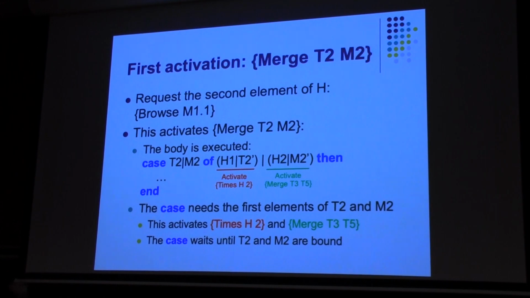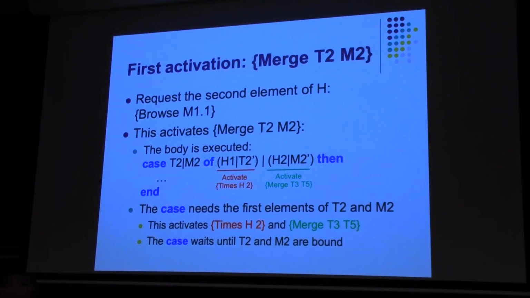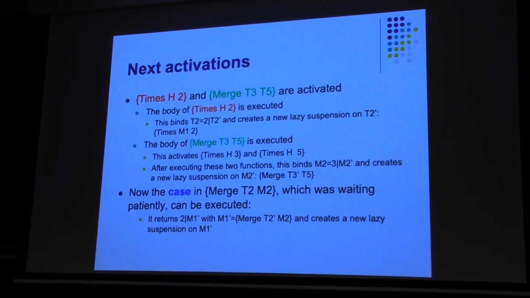It just sits there. And in the meantime, times H2 and merge T3, T5 are running in their own threads. So you see, there's a lot of threads waiting. Huh? This one is waiting, and then this runs, and then this case waits, and then these 2 run. So at some point you have lots of threads waiting, like in a chain. Okay, so explain a little more.